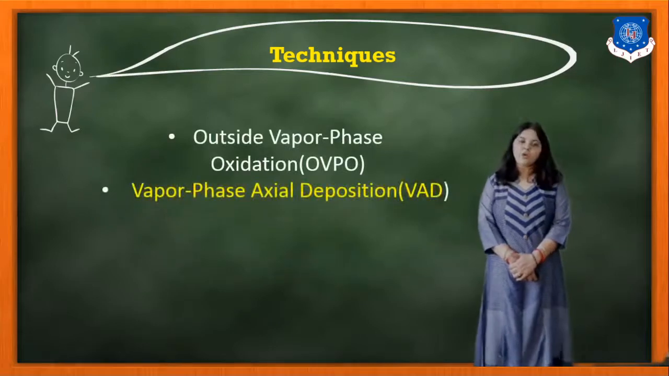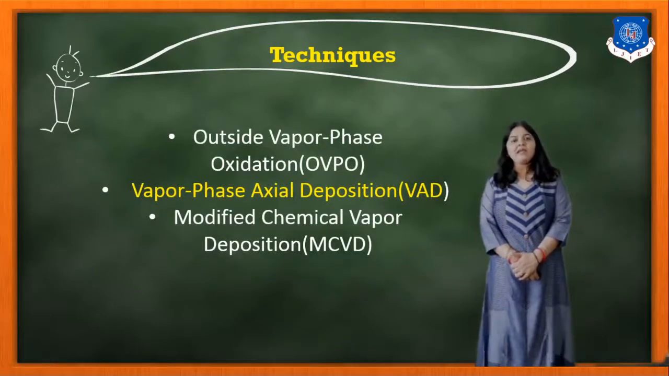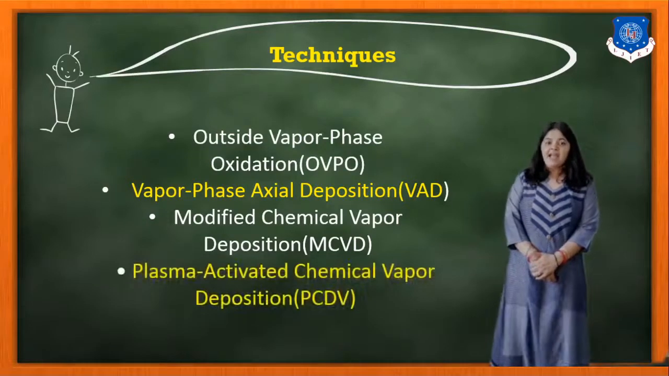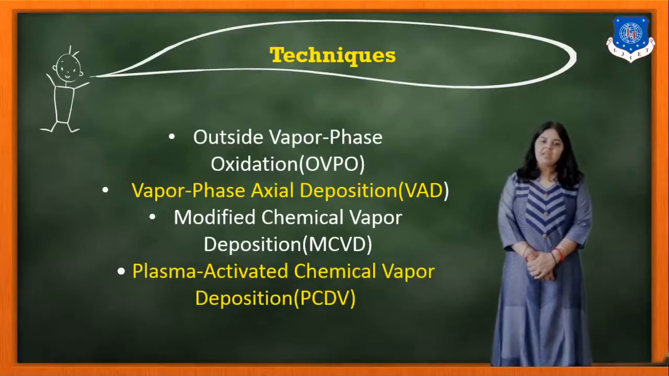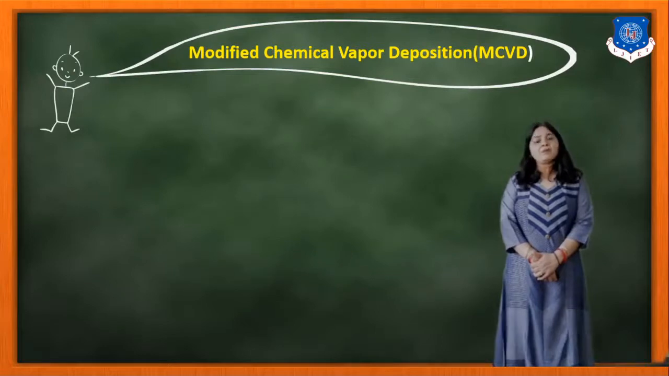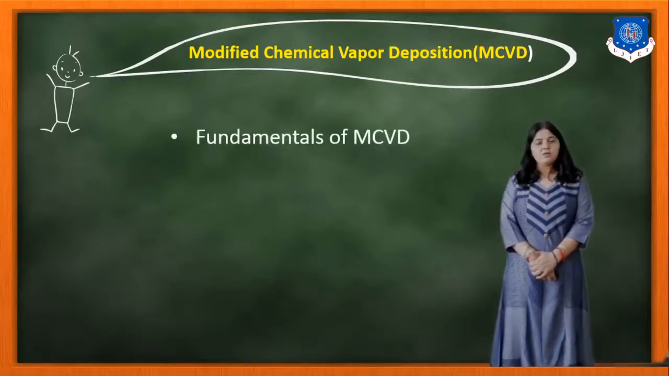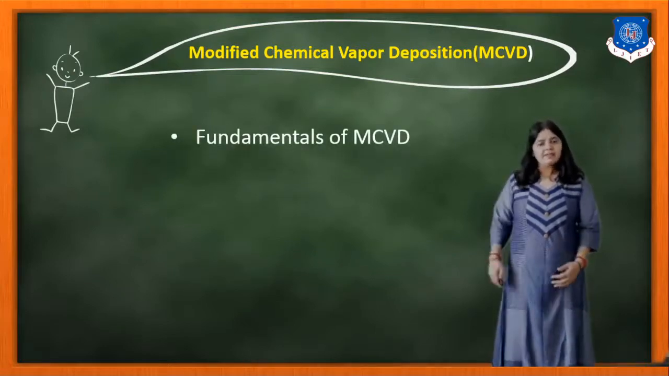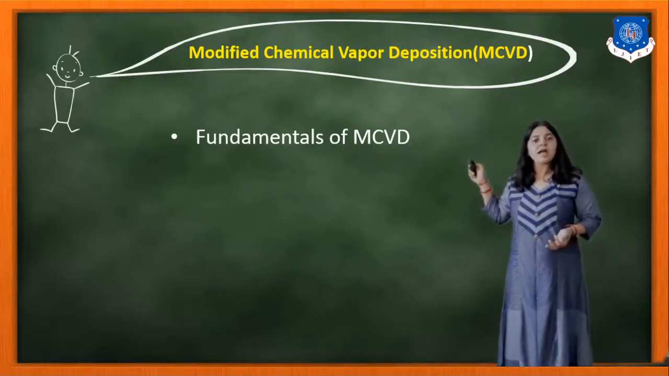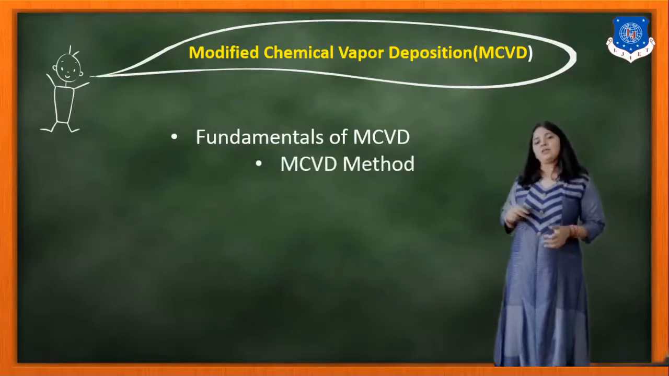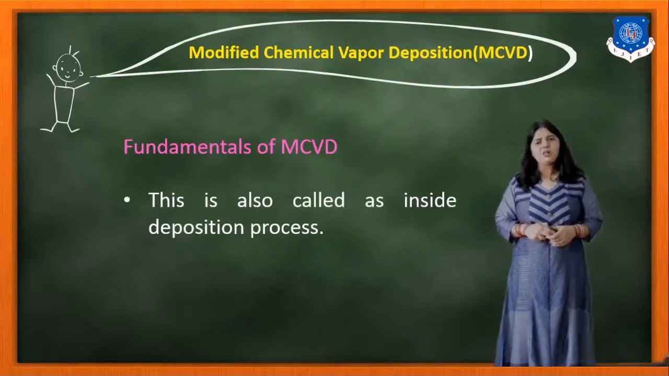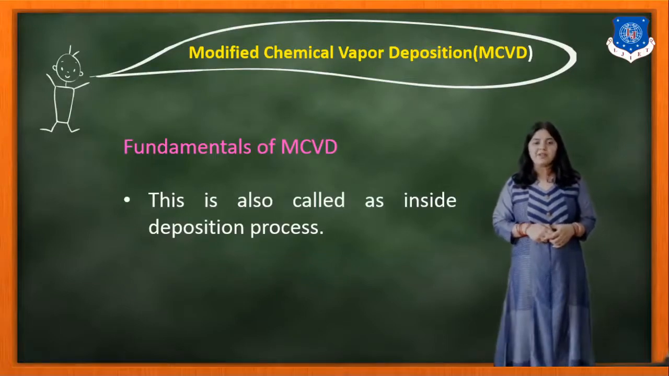So we are going to learn about the modified chemical vapor deposition, that is the MCVD, and plasma activated chemical vapor deposition. So it's a chemical vapor deposition method. What are the contents that we need to learn under this title? They are the fundamentals of the MCVD and what the MCVD method is. But first of all, the fundamentals of the MCVD.